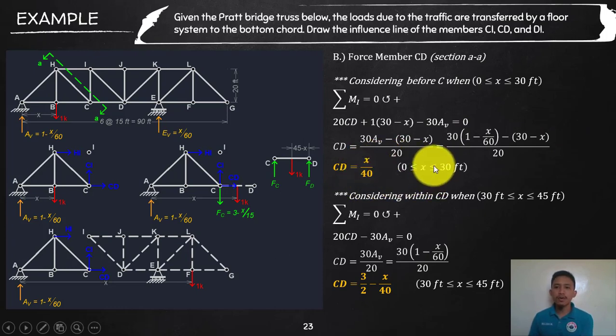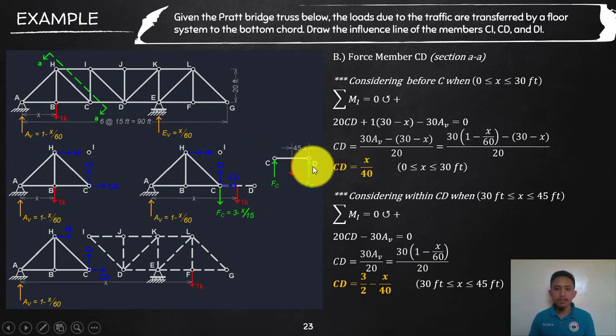That is good for x from 0 to 30. Okay? And then again, we will consider that the load is within the cut section CD. So again, we need to calculate the imaginary reaction of those. Again, we do not need to calculate FD unless you are considering the other side, since that is what you will be considering if you are using the other side of the section. But for me, we are using the left side, so I will use the FC.